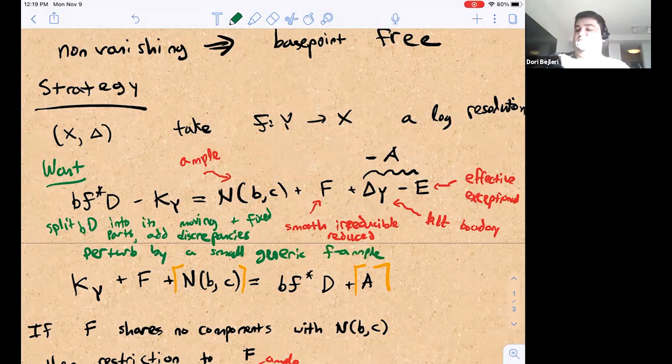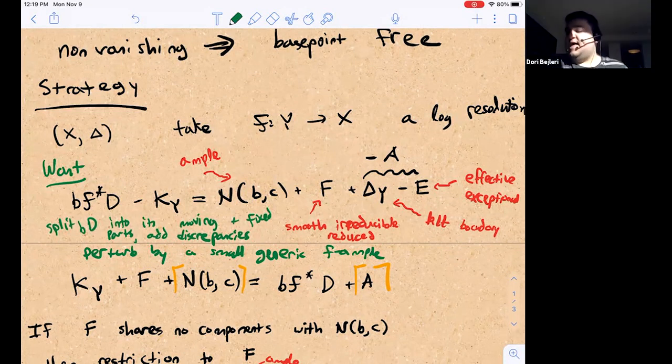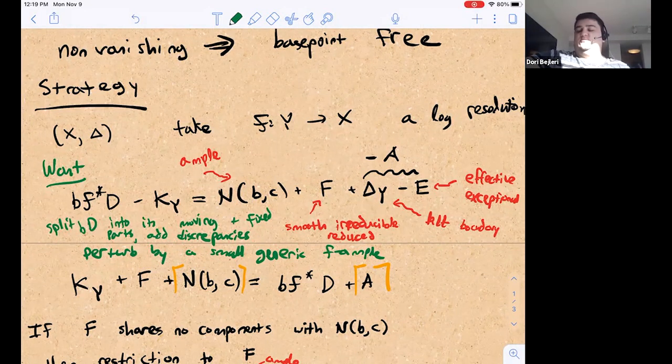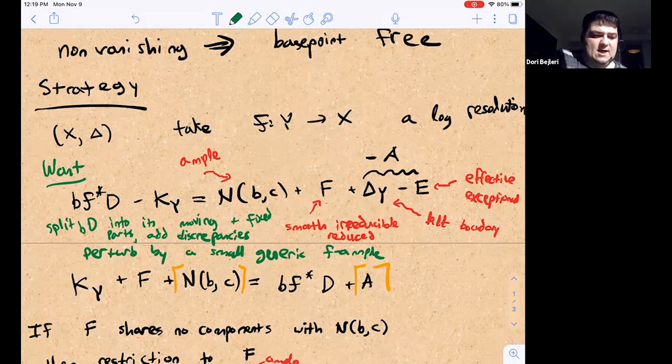And this perturbation served us two purposes. It made N actually ample rather than just big enough by adding this perturbation everywhere. And then it also allowed us to guarantee that F was smooth, irreducible, and sharing no components with these divisors N and these other pieces that we need to restrict. Okay, so that's the general strategy recapped again. Are there any questions?